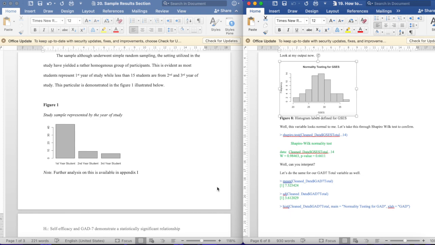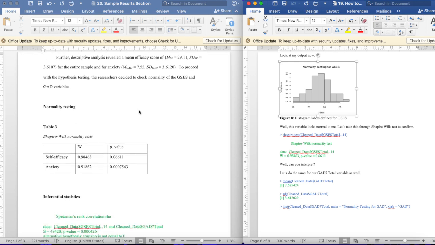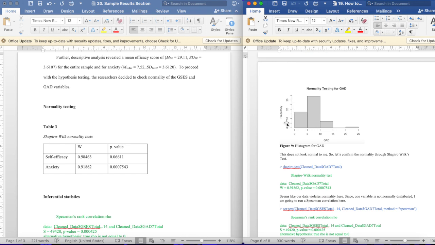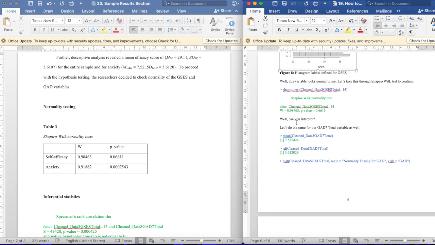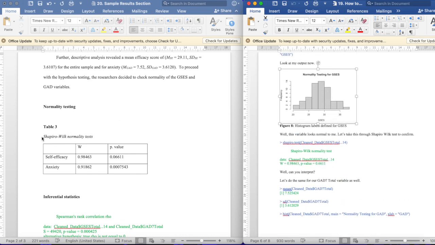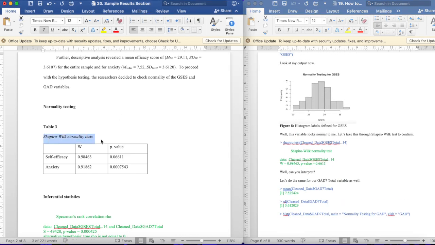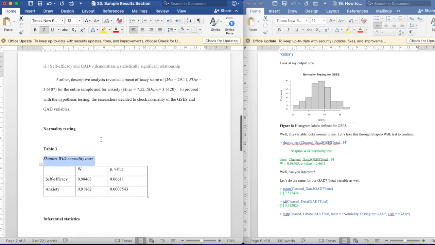So what you can do is you can either give these visual images and then describe what you see here. Now this general self-efficacy looks very normally distributed to me. And if you check general anxiety, now this of course looks skewed. Now what I did was I actually ran Shapiro-Wilk, and using this I'm going to just narrate the findings a bit. Okay, now here's what I'm going to do.